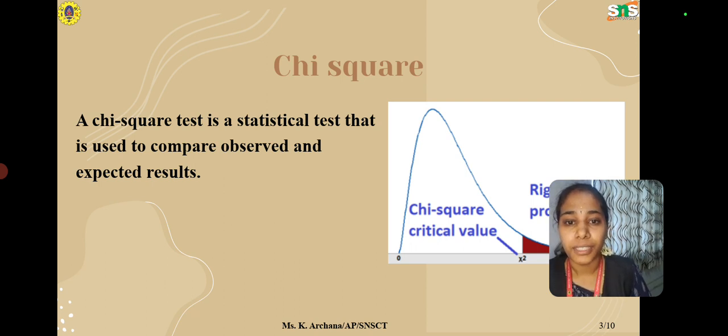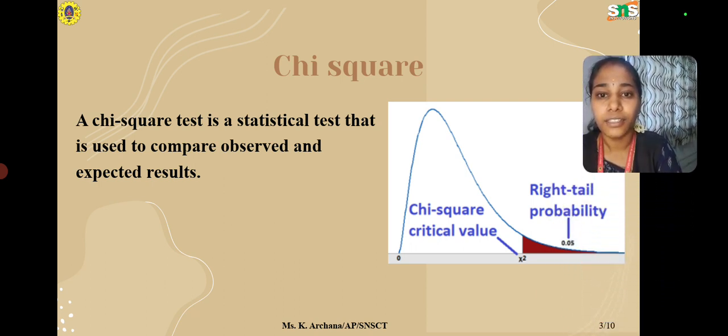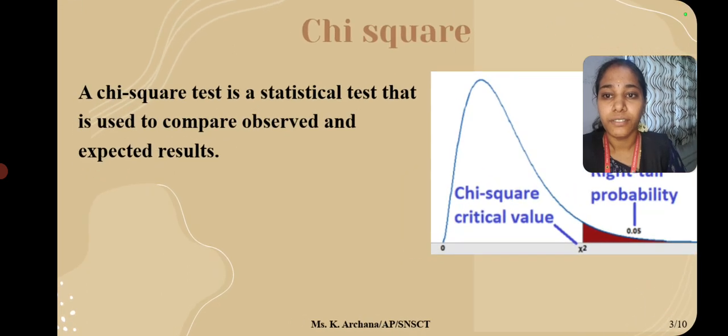Chi-square. What does chi-square mean? Chi-square means we have to check whether there is an association between 2 different groups. We need to know whether they are associated with one another or not. In simple words, it is a test statistic that is used to compare observed and expected results. When we are calculating manually, we compare the observed and expected results with the critical value.